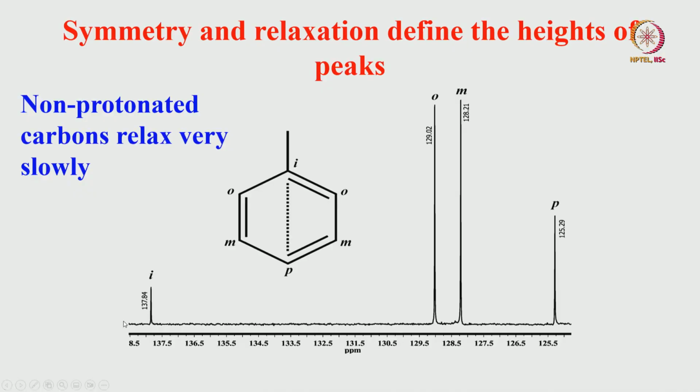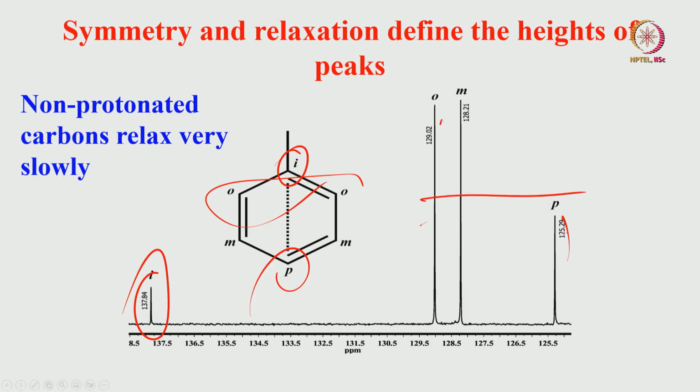And continuing further from that today, this is an example of the spectrum where I showed you this ipso carbon is weak in intensity, whereas these 2 carbons have double the intensity, whereas this para carbon is 1 intensity. In principle, these 2 will be of the same intensity, but because of symmetry, 2 carbons are overlapped, so it appears double the intensity.